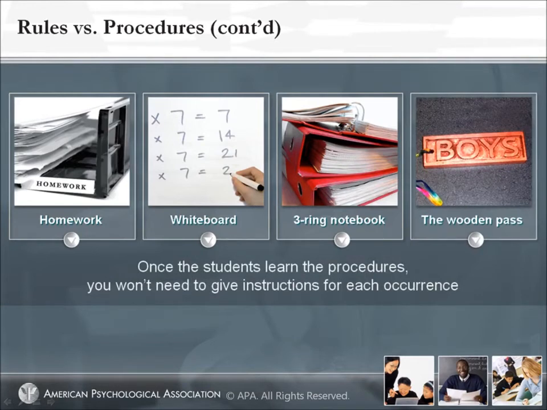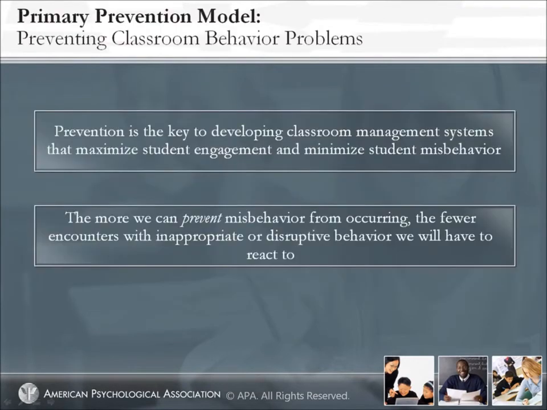Primary prevention model, preventing classroom behavior problems. Prevention is the key to developing classroom management systems that maximize student engagement and minimize student misbehavior. The more we can prevent misbehavior from occurring, the less inappropriate or disruptive behavior we will have to react to. However, determining which prevention techniques to use can be difficult due to the varying degrees of behavioral problems.